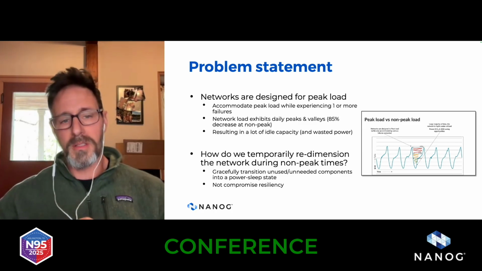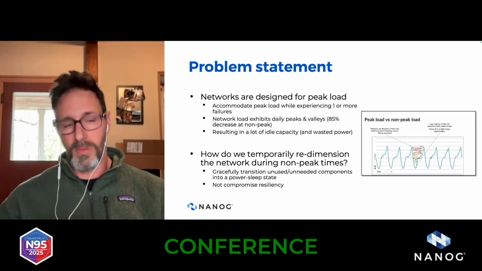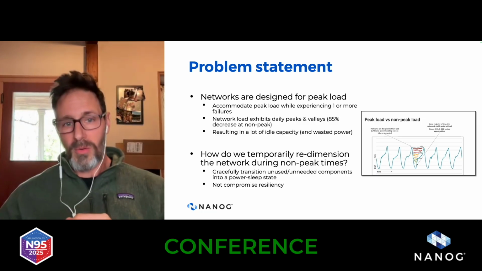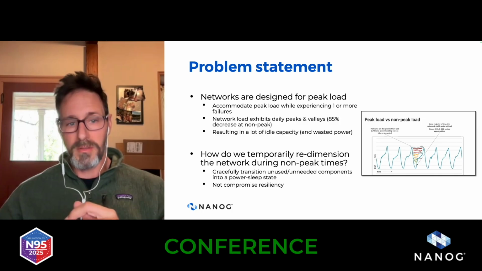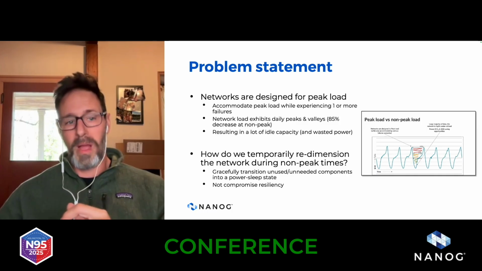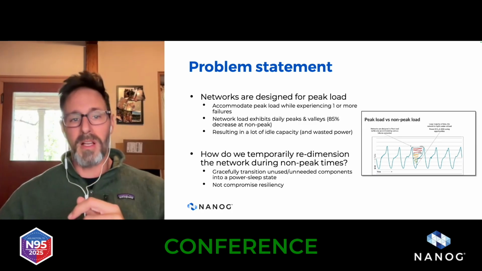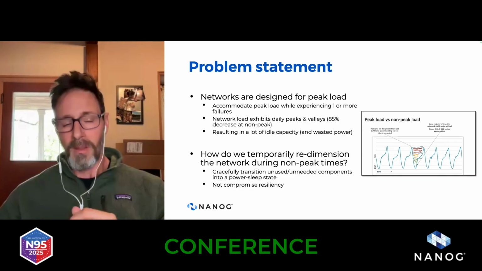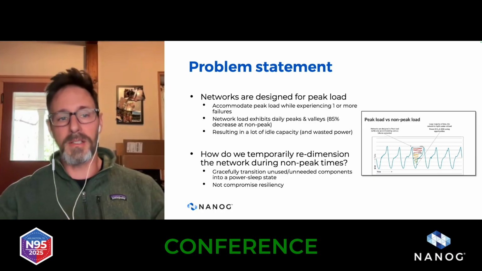So our goal here is, during these non-peak times where we have a lot of idle capacity and thus wasted power, how do we temporarily redimension the network physically during these non-peak times and gracefully transition these unused or unneeded components into a power sleep state, and then of course transition them out of it without compromising the resiliency strategy for the network. So that's our high-level problem statement. Now, of course, the devil's in the details.